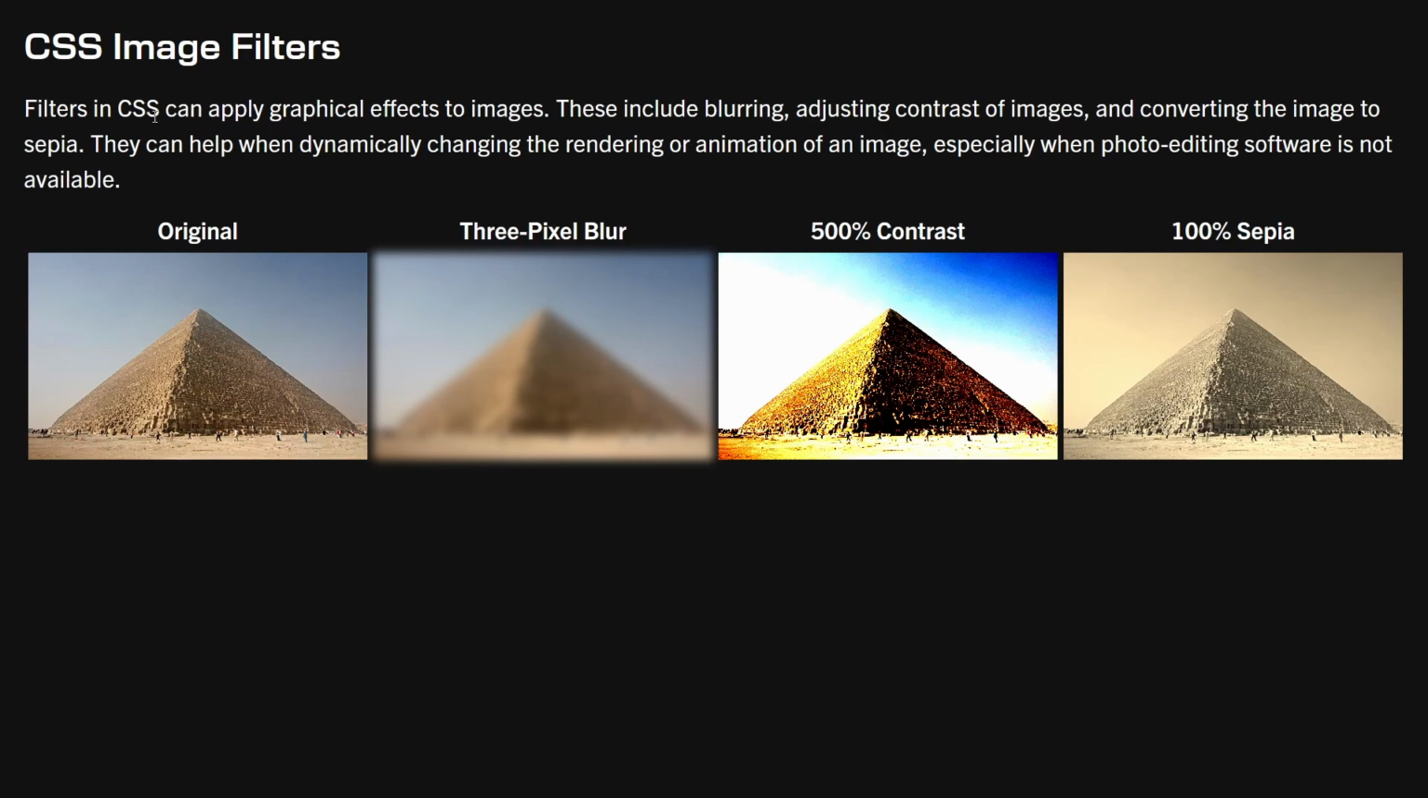Filters in CSS can apply graphical effects to images. These include blurring, adjusting contrast of images, and converting the image to sepia. They can help when dynamically changing the rendering or animation of an image, especially when photo editing software is not available. Let's first learn how to blur images.